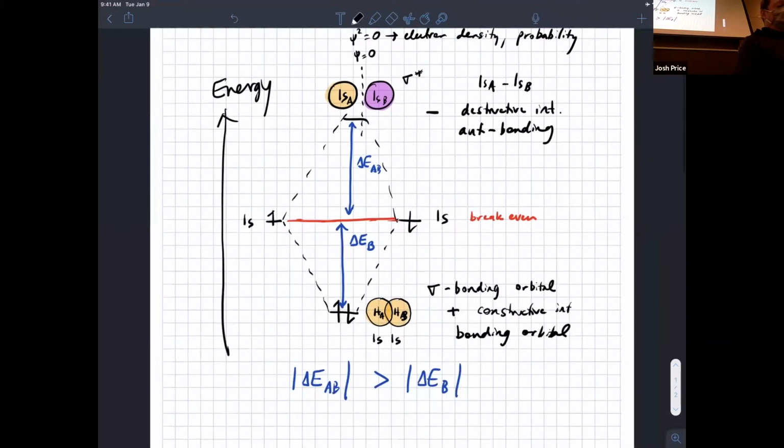The last thing that we said was that the anti-bonding orbital is destabilized relative to the bonding orbital. You can tell because it's got a node, right? And we talked about how it's even higher above your break-even line, your sort of starting level of the atomic orbitals, than the bonding orbital is below. So this distance delta EAB is actually bigger than this distance delta EB, which means if you promoted an electron from bonding to anti-bonding orbital, you'd cancel out the benefit of having the bond and you would break the bond.